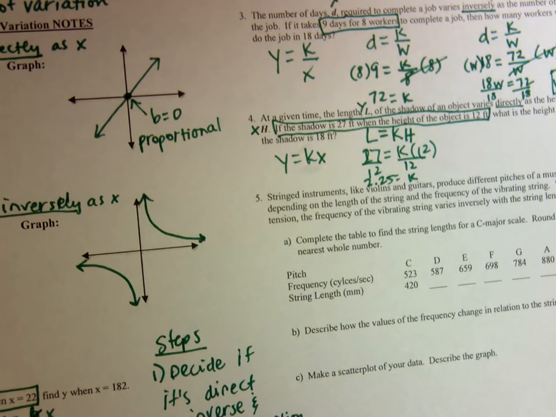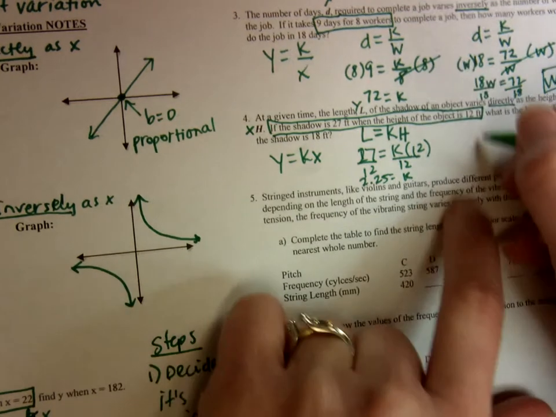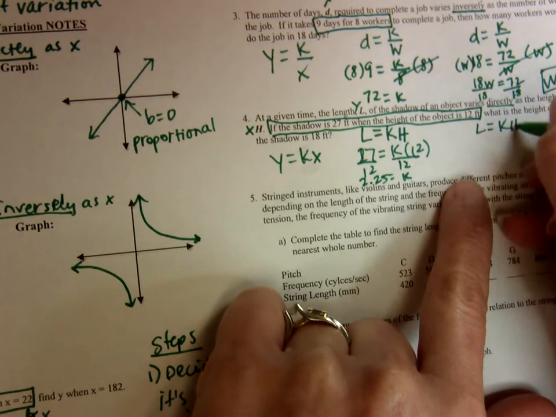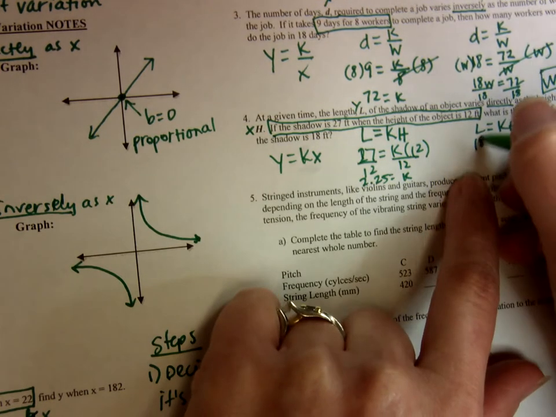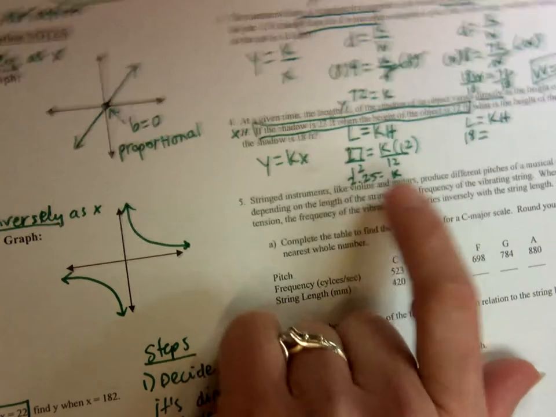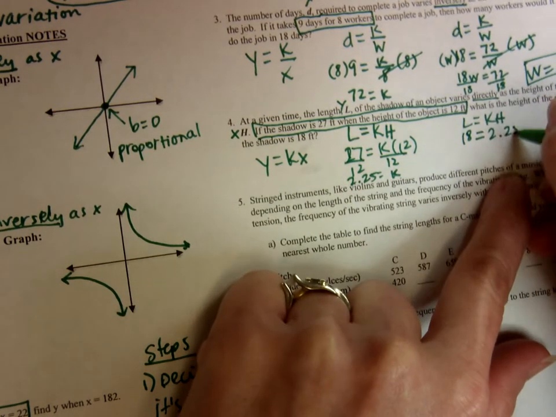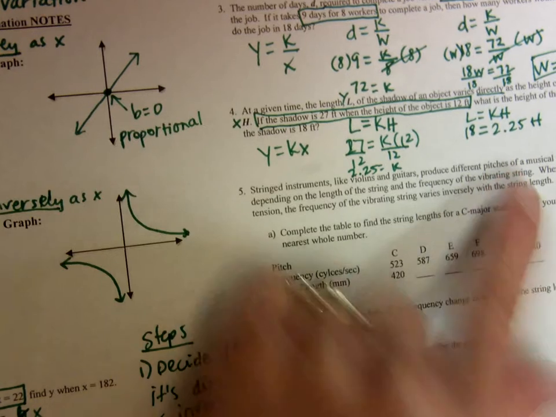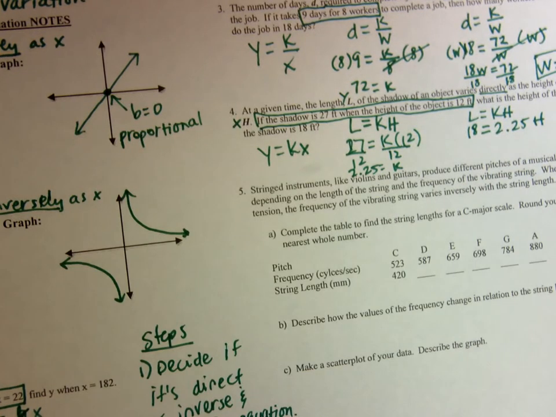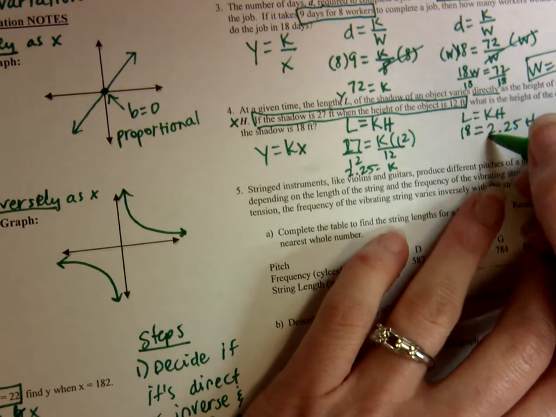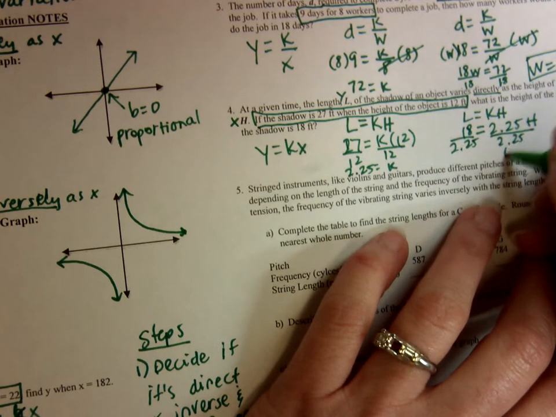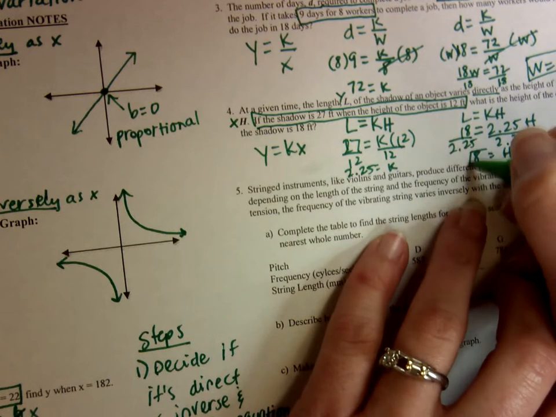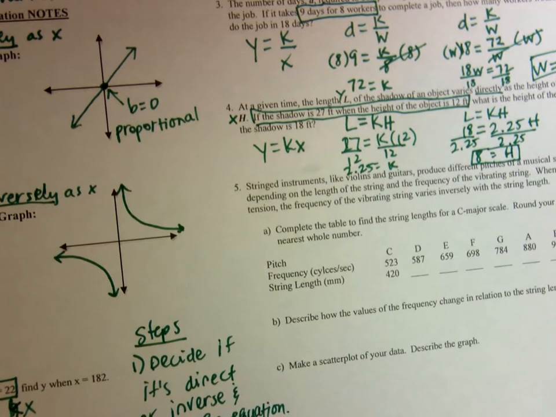Okay? Now again, that doesn't tell us the height of the object. So what we have to do is plug it back in. And this time it says that the length of the shadow is 18 feet. We found the K to be 2.25, and we're looking for the H. So what do we do to get H by itself? Divide by 2.25. And so H would equal 8 feet. The height is 8 feet. Any questions on that?